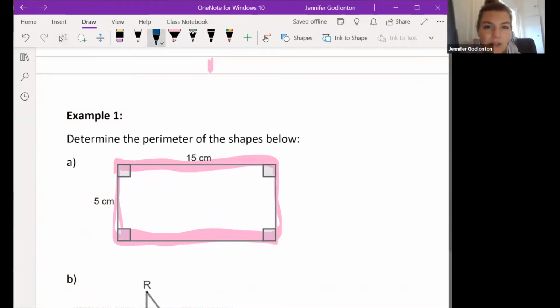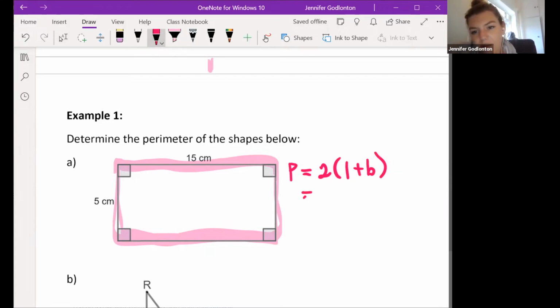Up here, what would I do? So I think the formula would probably be perimeter for the rectangle is equal to 2 brackets L plus B. Okay. And where would I go from there? And then for the next line, you'd say P equals 2, and then bracket, length 5 centimeters. Okay. And then breadth of 15 centimeters. Sure.